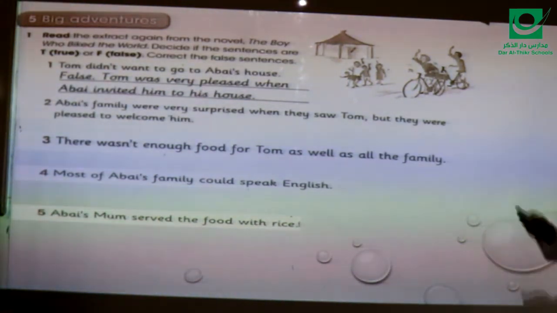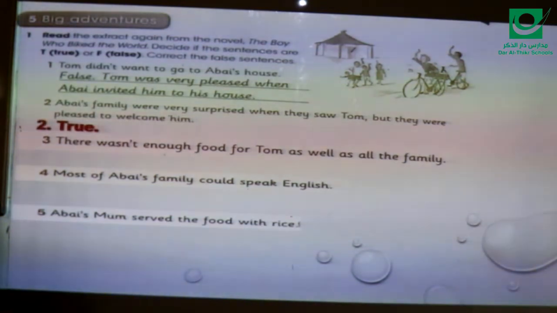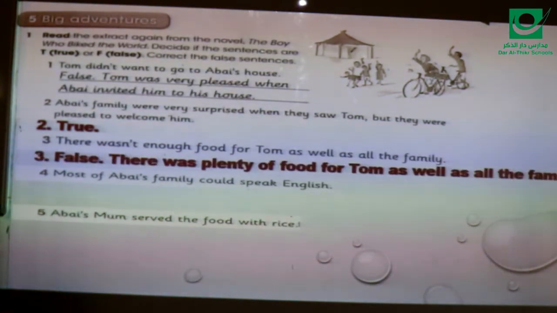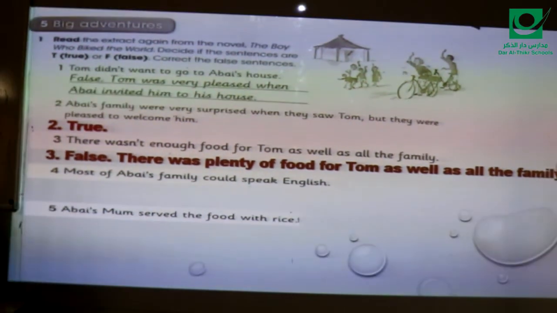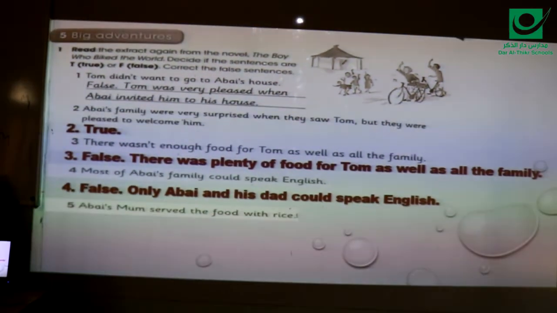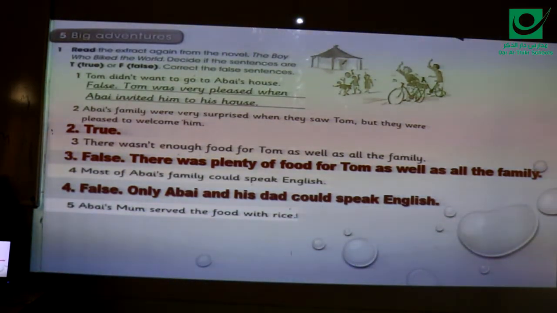Number two, Abai's family were very surprised when they saw Tom, but they were very pleased to welcome him. True. Number three, there wasn't enough food for Tom as well as the family. False. There was plenty of food for Tom and the family. Number four, most of Abai's family could speak English. False. Only Abai and his father.